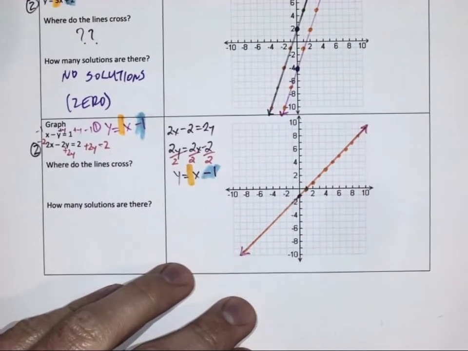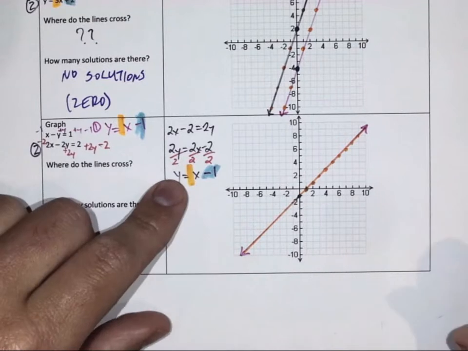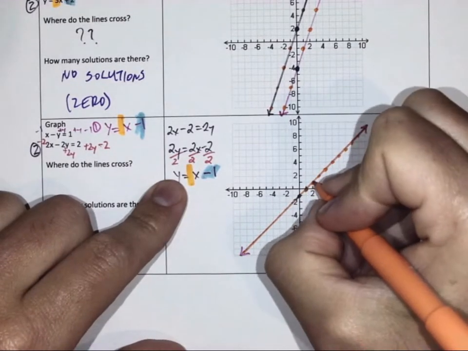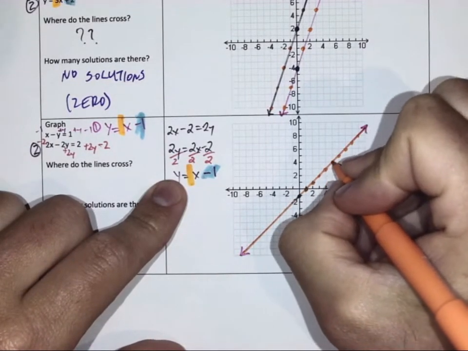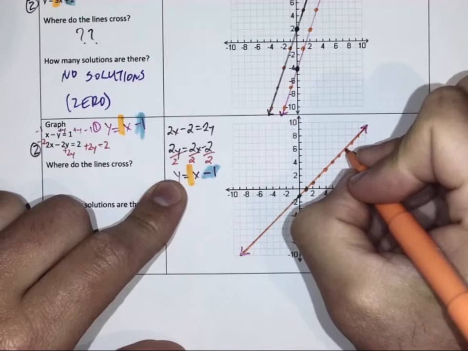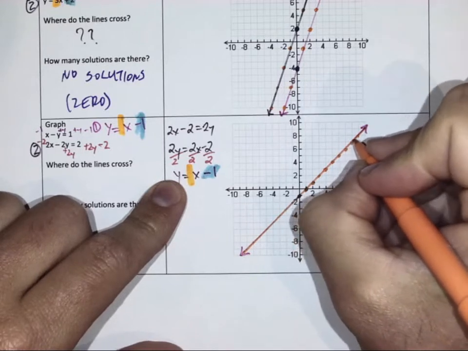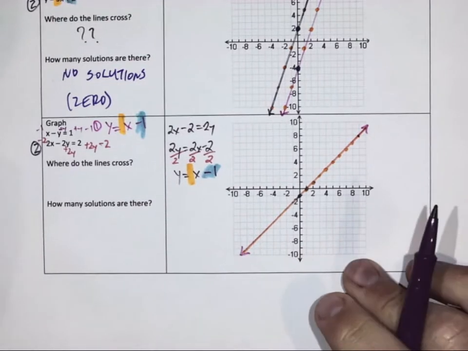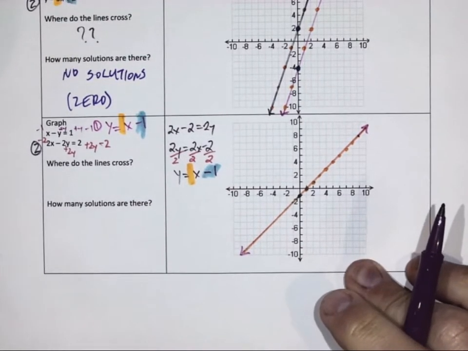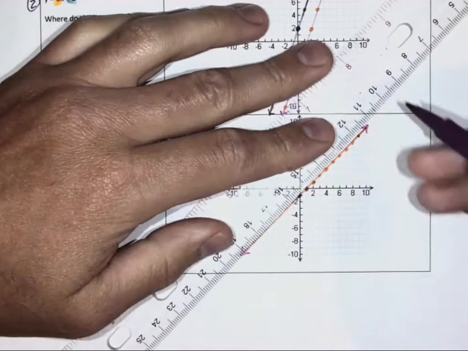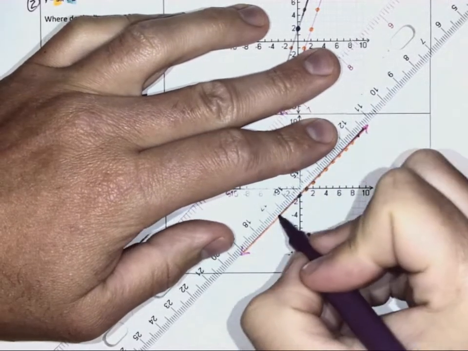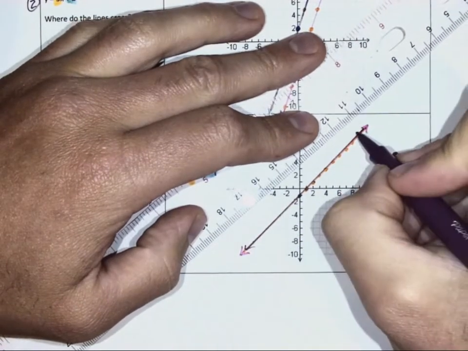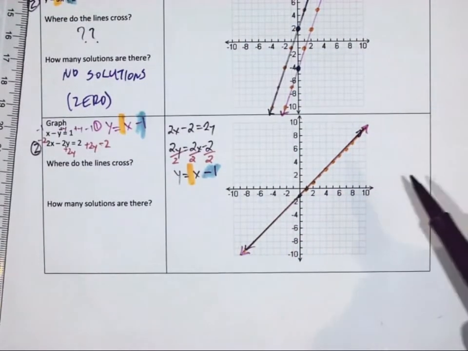Negative 1. Slope of 1. Up 1 to the right 1, point, up 1 to the right 1, point, and so on. And I noticed something. I've already got those points written down. So let's draw line 2. And line 2 ends up being right on top of line 1.